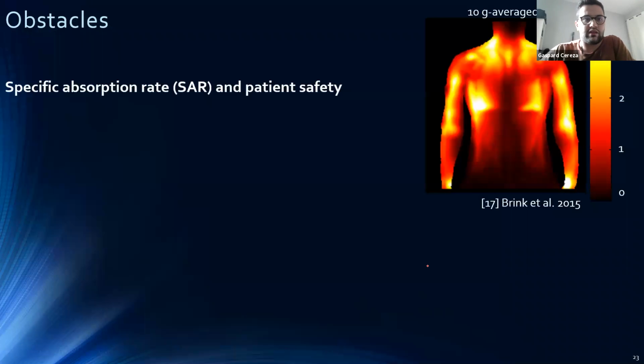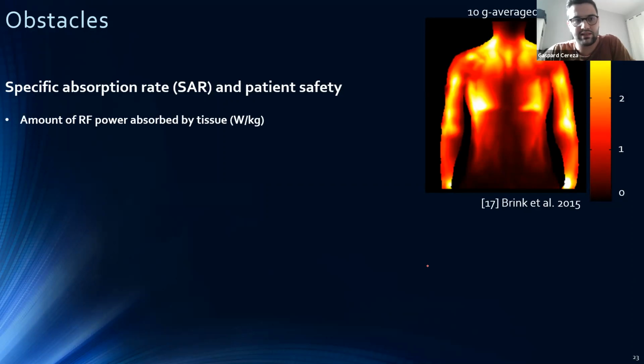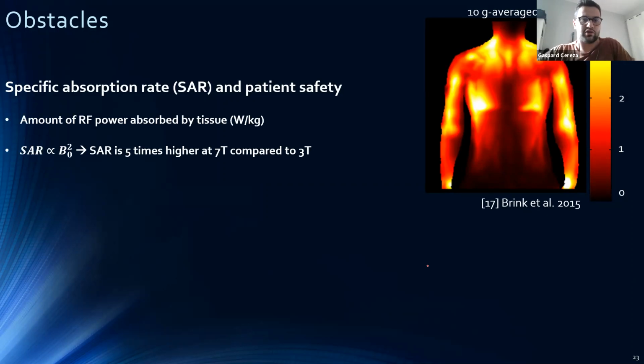So the main obstacles when we are trying to do this RF shimming and multi-transmit method is the SAR at first. So as I said, the SAR is problematic because it will cause heating of the human tissues. So we'll have to be really careful about it. It's the amount of RF power absorbed by the tissue, and it scales with B0 squared. So for example, the SAR will be 5 times higher at 7T compared to 3T. So that becomes a really big concern and a constraint.